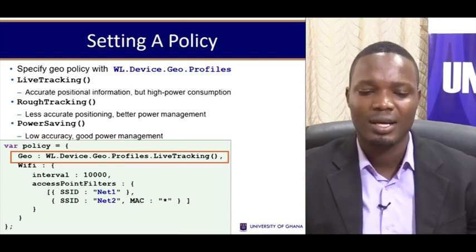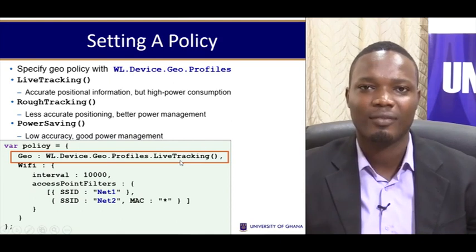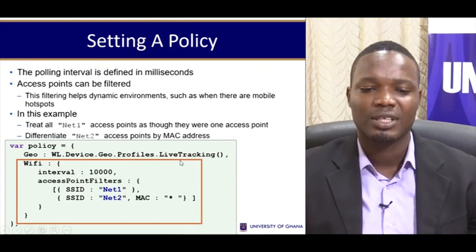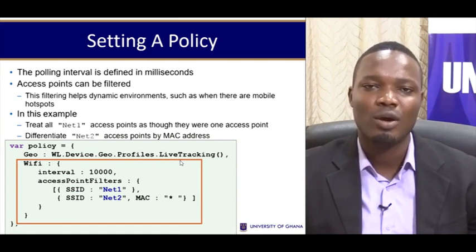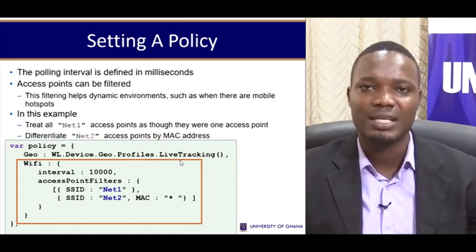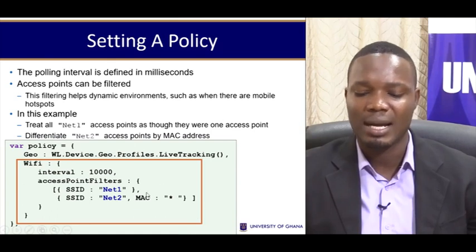So we have here some code as to how we can set all of these. Here we can see that it's been set to live tracking. The polling interval is defined in milliseconds. The polling interval is the interval with which we are going to be polling your location. The access points can be filtered. So in this example, you can see that we have net 1 and net 2 as the access points that are filtered, and some with their MAC addresses.